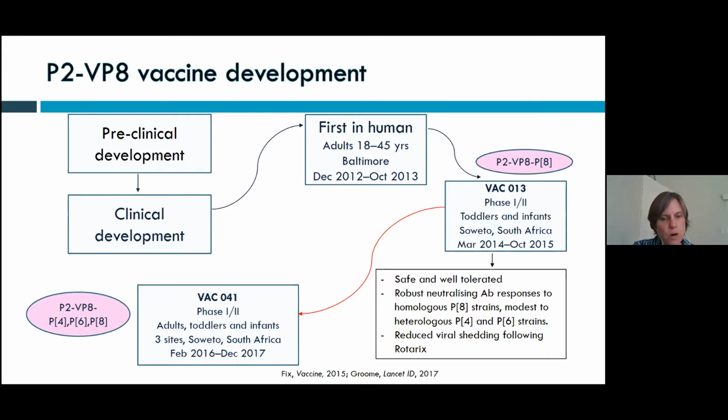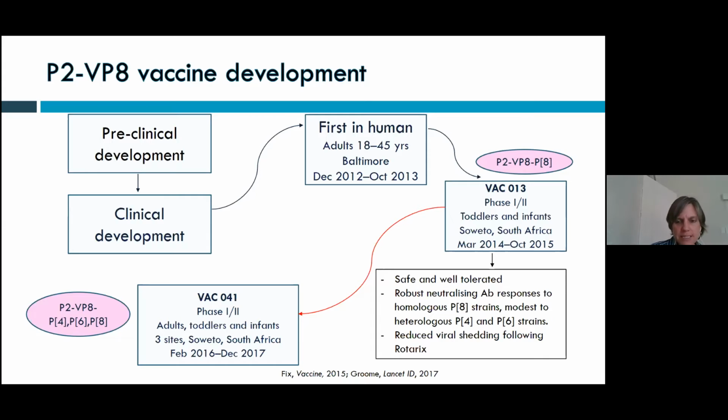We also looked at quite a novel method of trying to see how efficacious this vaccine would be, in that all these infants had to get a licensed product, which was Rotarix, after they had received the study vaccine. And so after receiving Rotarix, we had actually measured the shedding with the premise that if they were protected, you would have reduced shedding of the vaccine virus. And in fact, we did see this with the monovalent vaccine.